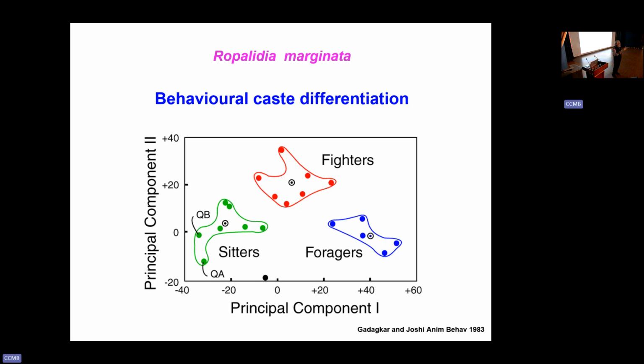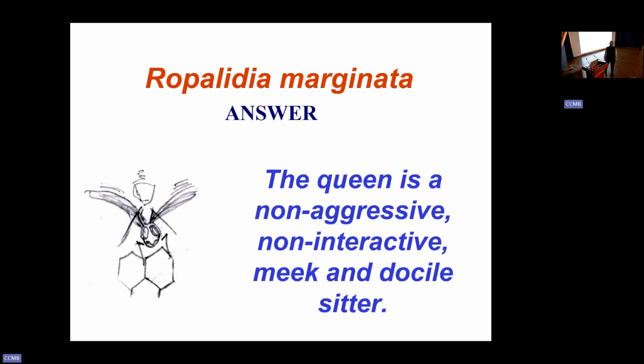There is nothing better than finding a result which defies all previous knowledge. That's the best thing that can happen to you. So don't say my experiment failed. My experiment succeeded, because my wasps have not read the textbooks, they have not read the papers, they're completely different. So it is remarkable that the queen in this species, Rhopalidia marginata, is a remarkably non-aggressive, non-interactive, meek and docile sitter. Now your happiness lasts for a few seconds.